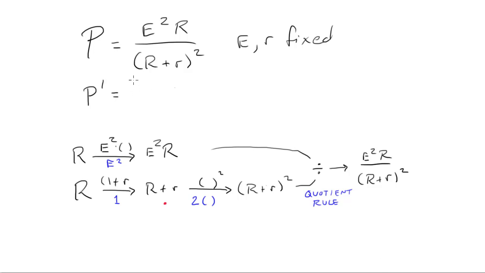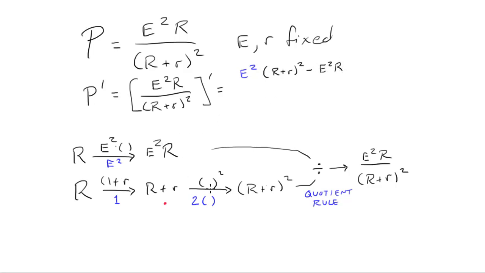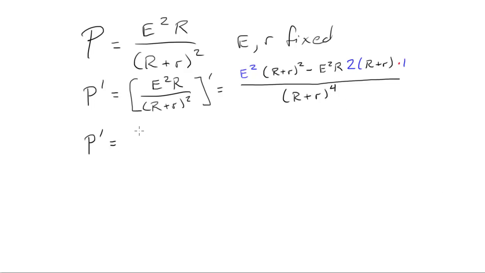calculate the derivative. So I'll differentiate the P function, and quotient rule. Derivative of the numerator times the denominator minus numerator times the derivative of the denominator. A 2 times function with input capital R plus little r times 1. Divide by denominator squared. Clean it up, and by clean it up, I mean factor.